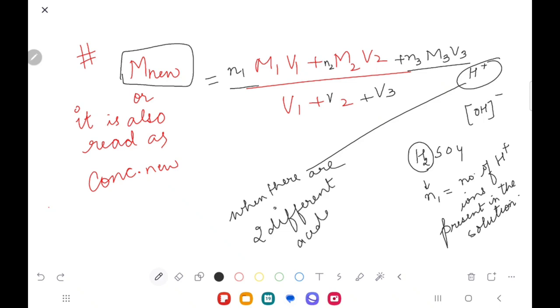Then we have to calculate the concentration of H plus. But if both the acids are same, then also we have to calculate the new concentration, no doubt about that. But in that scenario, the N1 and N2 shall remain same. I'll give you an example so you understand. See, why this has come up, understand.